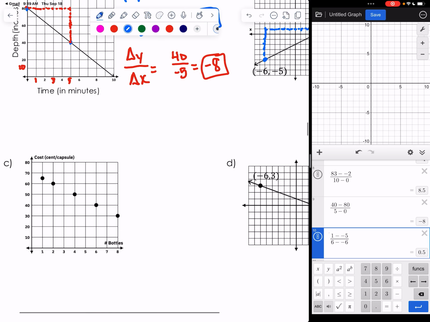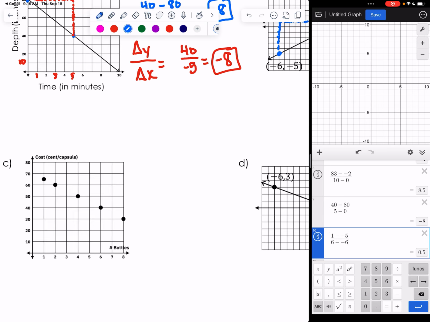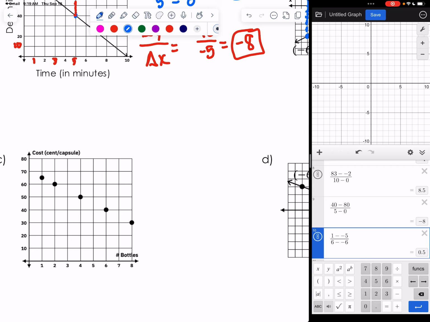Now, problem C looks a little weird, but we can still use our slope formula to find the slope of this line by finding 2 friendly points. So for my friendly points, I'm going to use this one and this one. It doesn't matter which 2 points you use. You could pick different points from me and you'd still get the same answer. So first, let me write down the 2 points that I chose. I chose 2, 60 and 4, 50. Very friendly points to use.